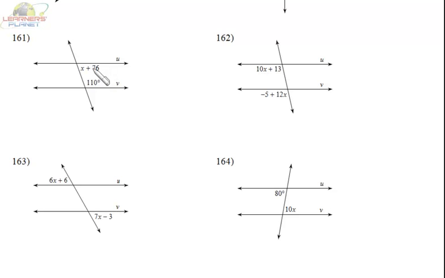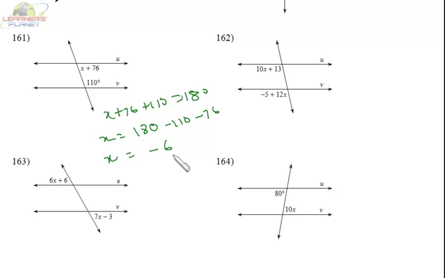Now in this question, both of them are interior opposite angles, and if their sum is 180, the lines U and V will be parallel. So just write x plus 76 plus 110 should be 180. That means x is equal to 180 minus 110 minus 76, or we can say x is equal to minus 6. Okay, so if x is equal to minus 6, the sum of these two will be 180 degrees. In that case, the sum of interior angles is 180 degrees. Then the lines U and V will be parallel.